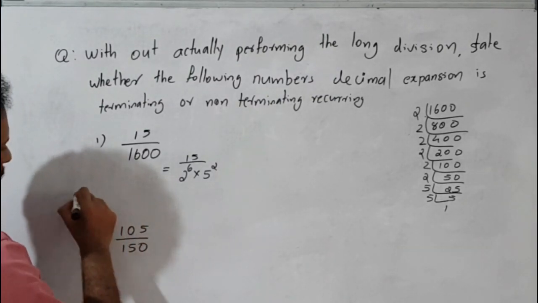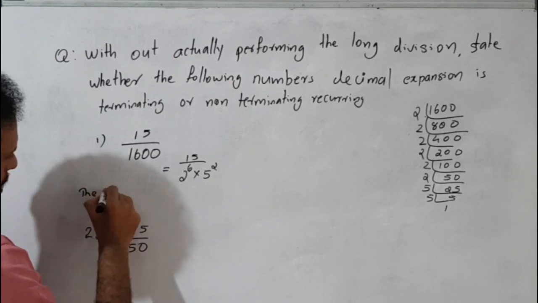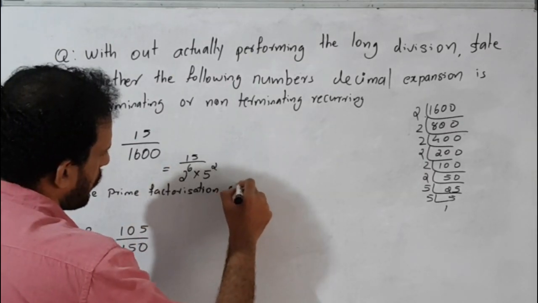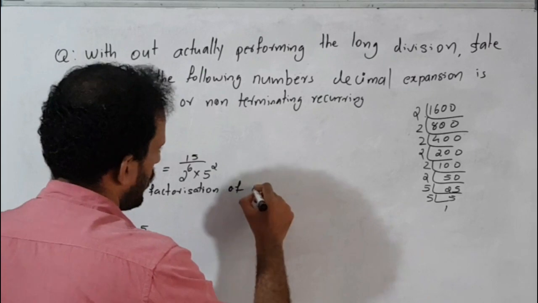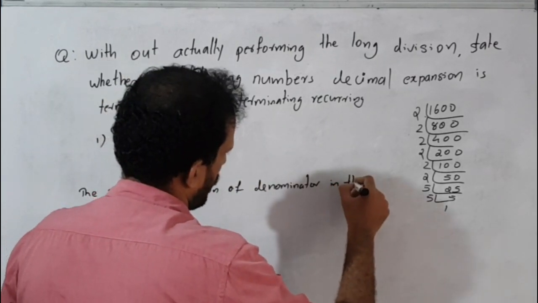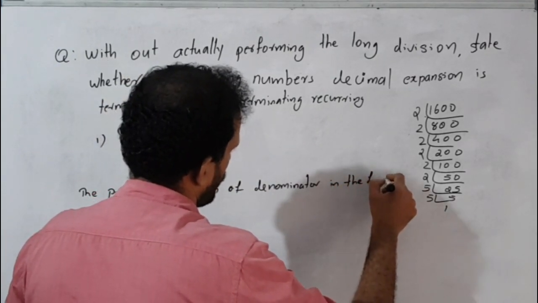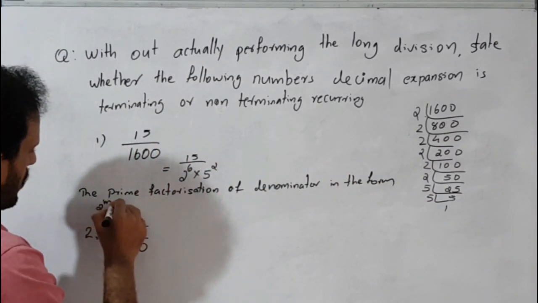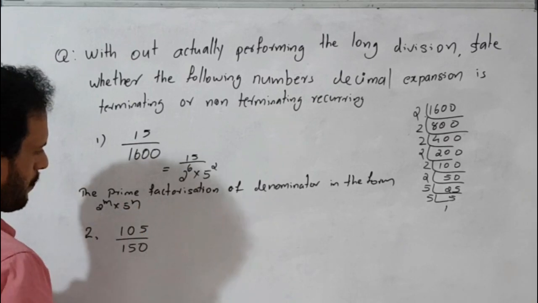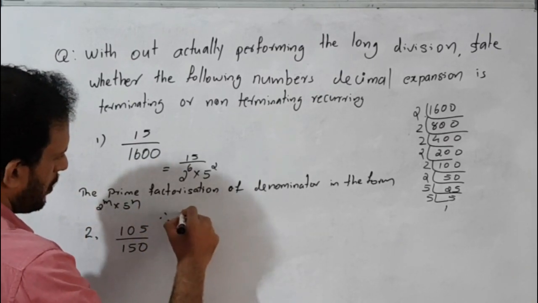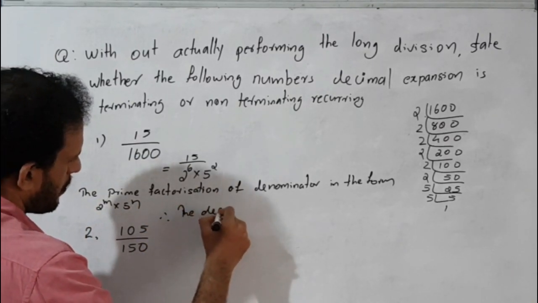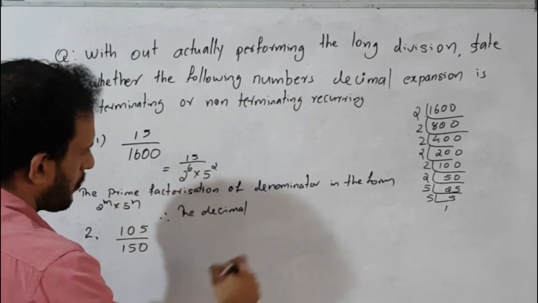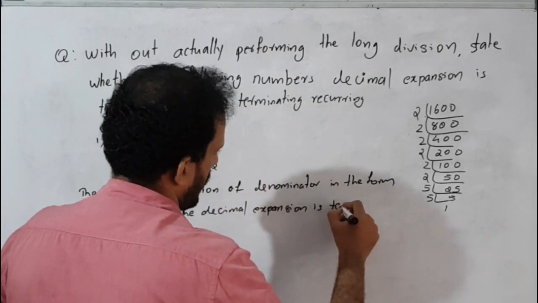Okay, so what do we write? The prime factorization of the denominator is in the form 2 raised to n into 5 raised to m. Therefore, the decimal expansion is terminating.